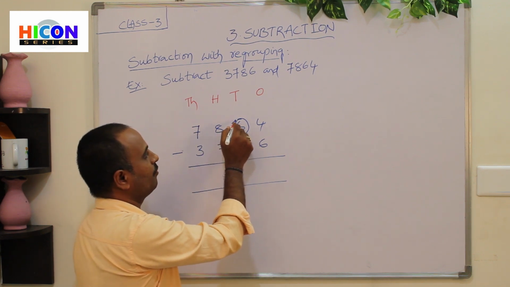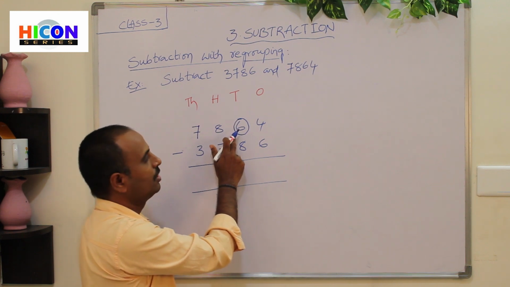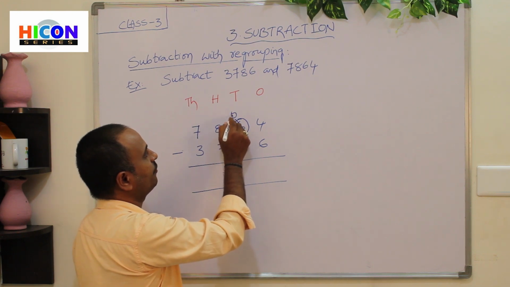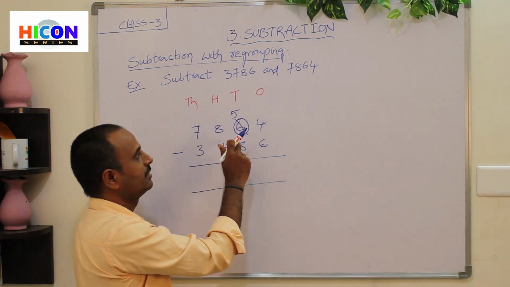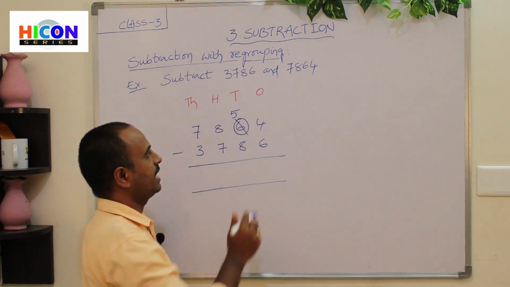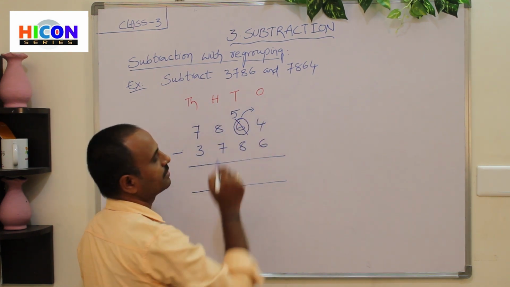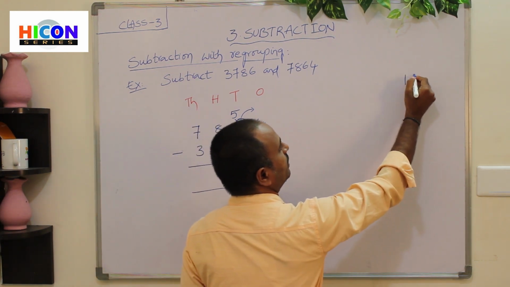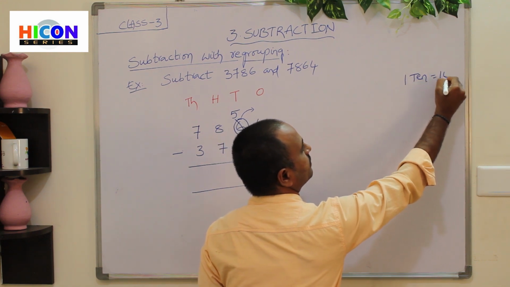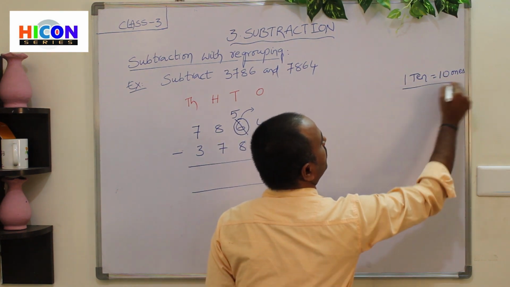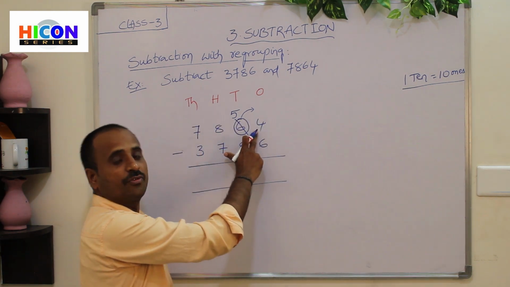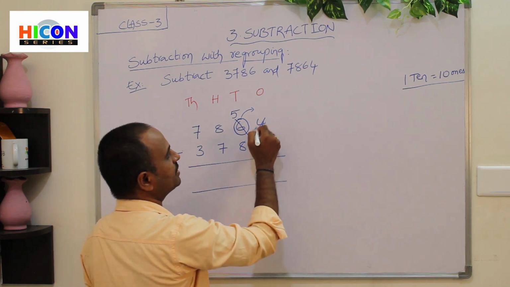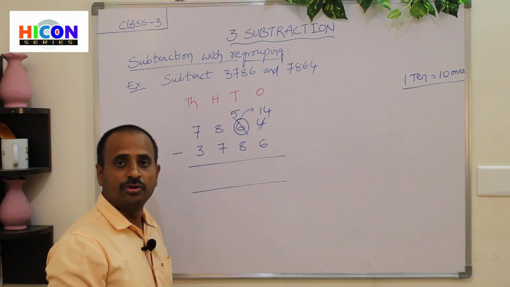If we borrow 1 ten from these 6 tens, how many tens will be there? 5. So strike off the 6 and write 5 here, because 1 ten is carried to the ones place. If we carry 1 ten to the ones place, then the 1 ten becomes 10 ones. Already there are 4 ones and again there are 10 ones. The total becomes how many ones? 14 ones. Children, do you understand it?